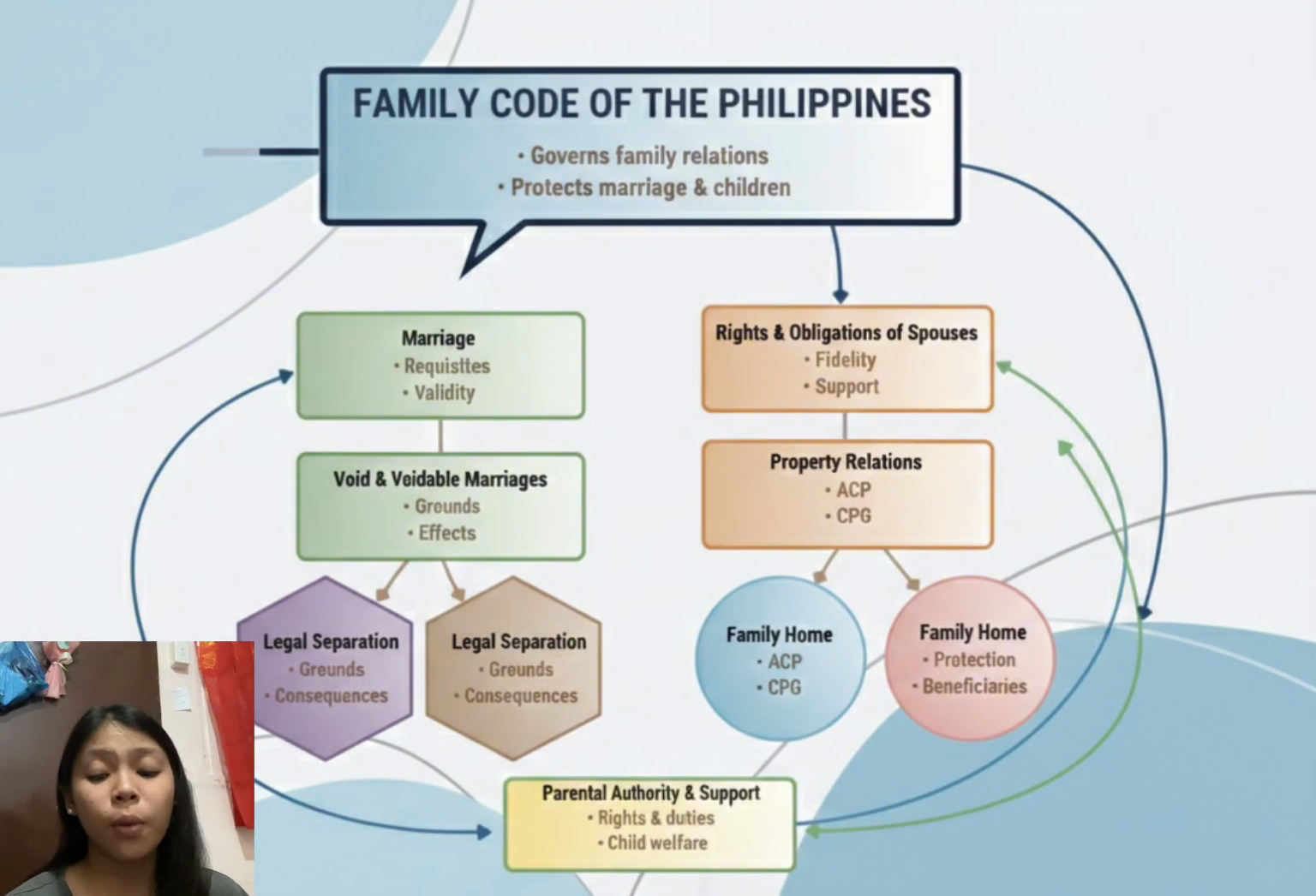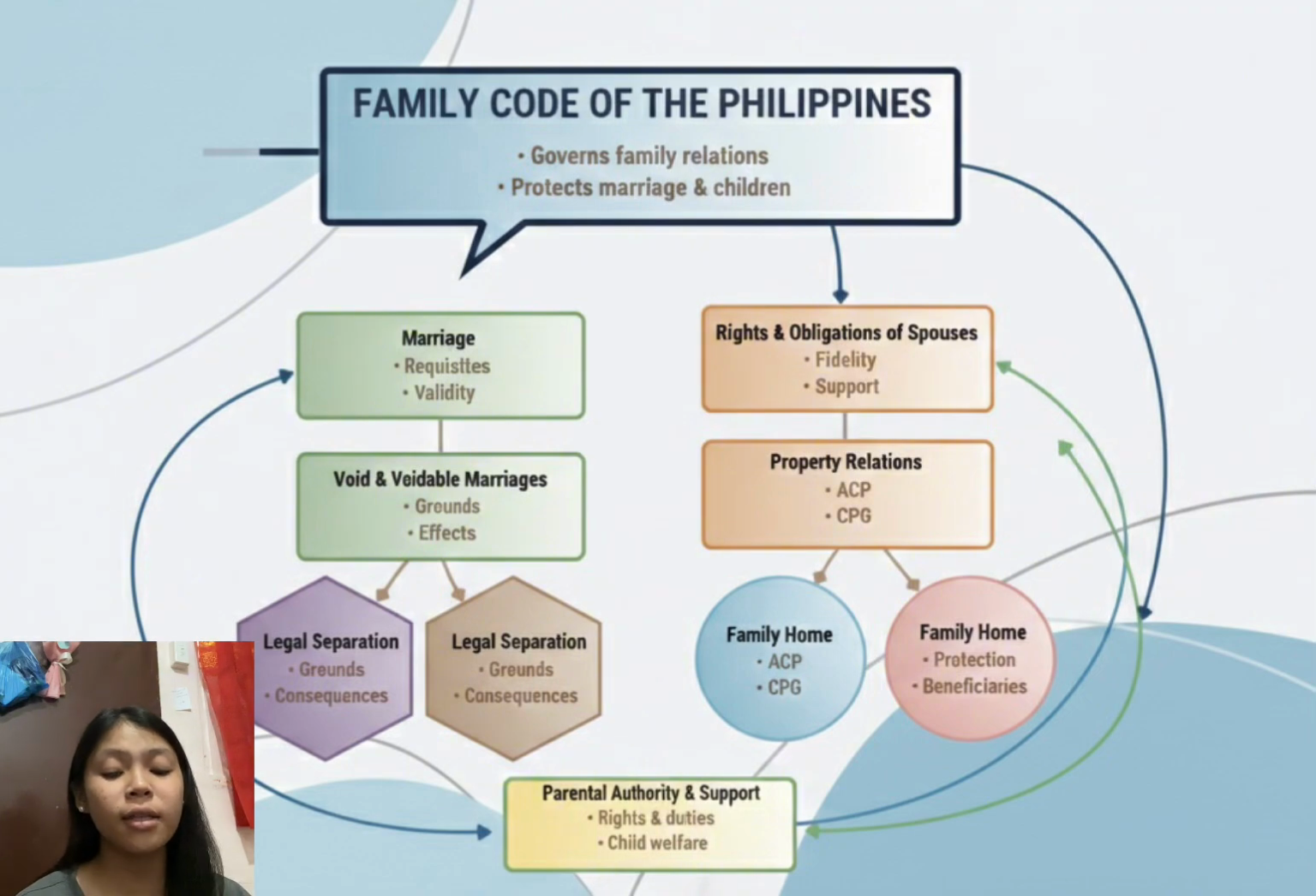Sixth is the family home, a designated dwelling where the family resides, granted special legal protection. It cannot be sold, mortgaged, or disposed of without court approval, even if it is part of the conjugal or community property, to ensure the family has a stable residence. Beneficiaries include spouses, their legitimate or recognized illegitimate children, and dependent relatives living in the home.